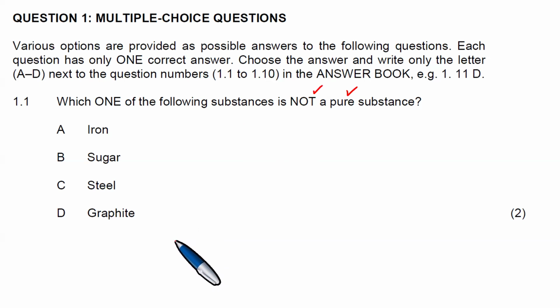B or D? Okay, that's fine. So the correct answer is the letter C, for steel, because we know very well that steel is an alloy. Steel is an alloy, and therefore steel combines different metals. So steel itself is not a pure substance. That is the answer to 1.1.